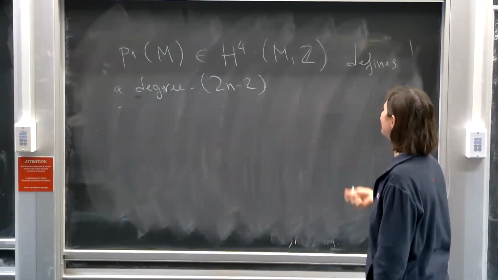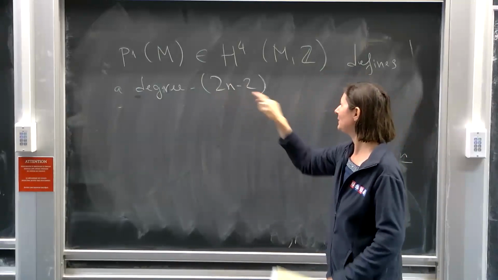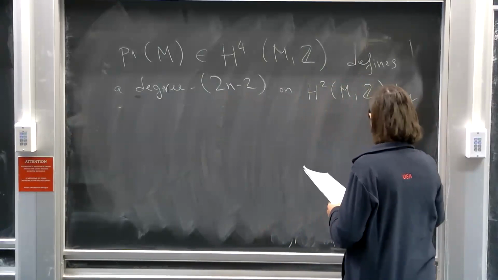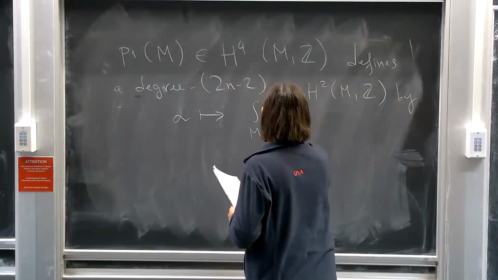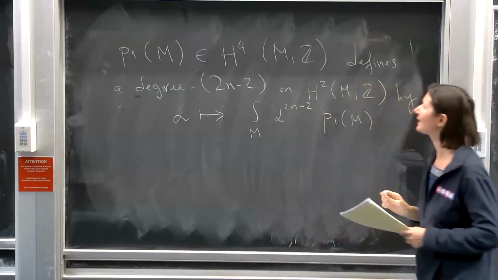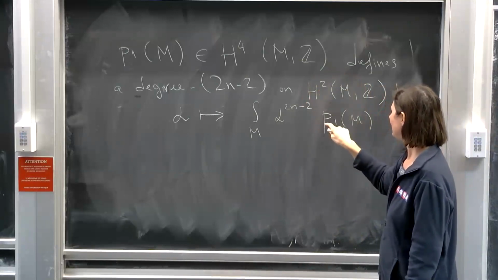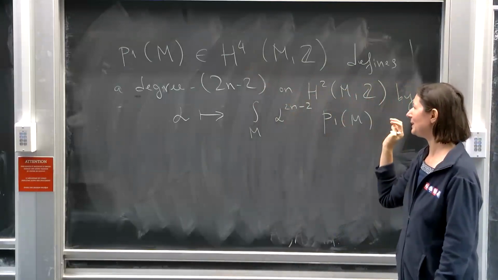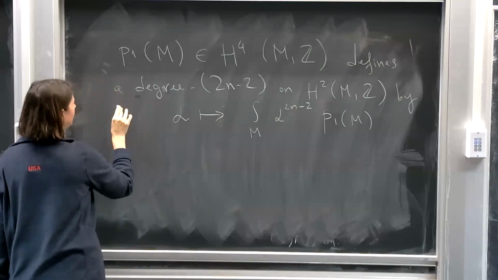So let's see here for hyperkählers. If you fix the first Pontryagin class, it defines a homogeneous polynomial of degree 2n minus 2 on the second cohomology, by taking a class alpha to the integral over X of alpha to the 2n minus 2 times the first Pontryagin class. Okay, so because for the hyperkähler we'll just be fixing the second cohomology, and if we just take the first Pontryagin class, this will be in H4, but since we just fixed H2, what we'll do is fix this polynomial instead. So let's call it polynomial P1 tilde.